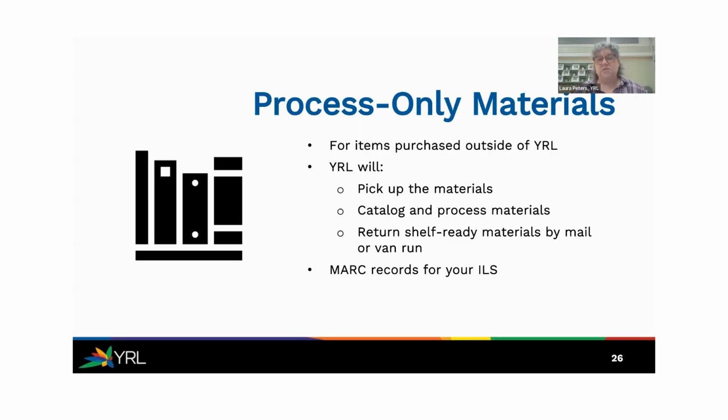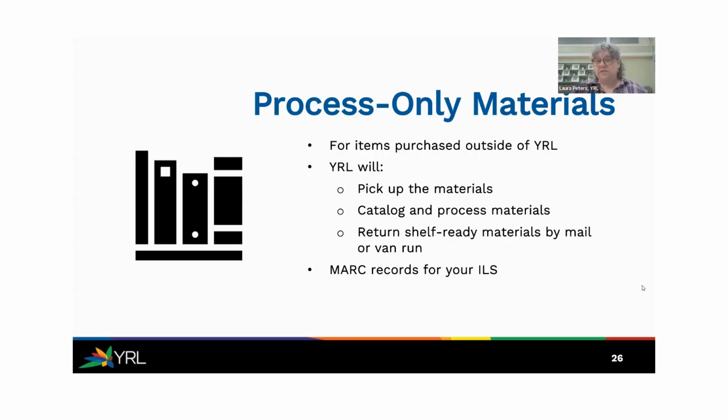But basically we catalog the items. We process them again with that spine label, etc. And then we arrange a delivery date to return them to you. If it's just a small batch of items, we will often just pop them in the mail and send them back to you that way. And then we will send the MARC records to you or your school division by email. If it's a larger quantity of items, we will schedule a van run, and we will actually have one of our drivers drop them off to you, and we'll give you a heads up as to when that will be.